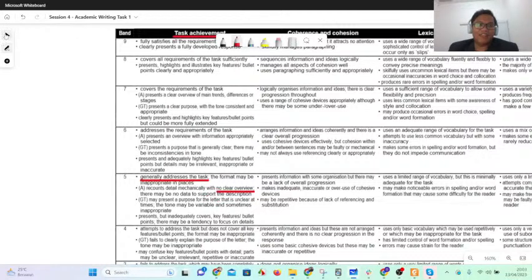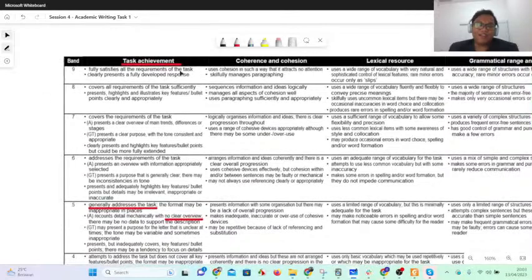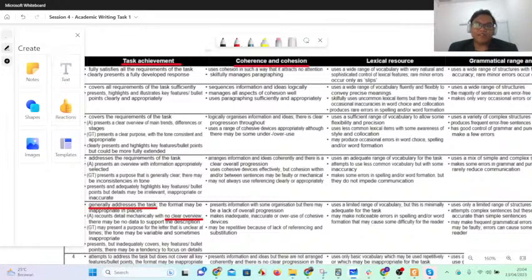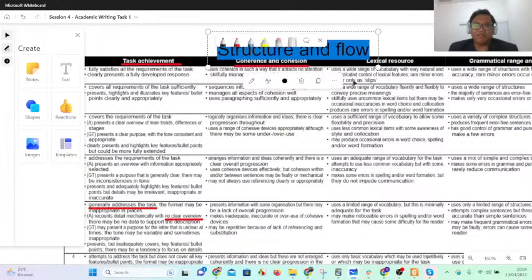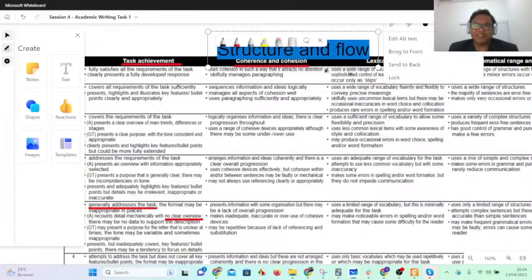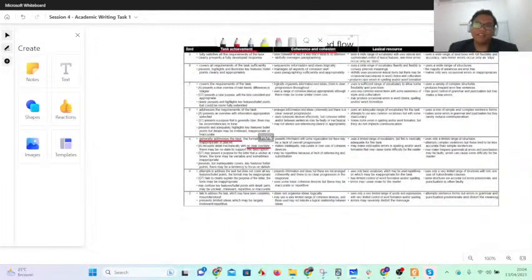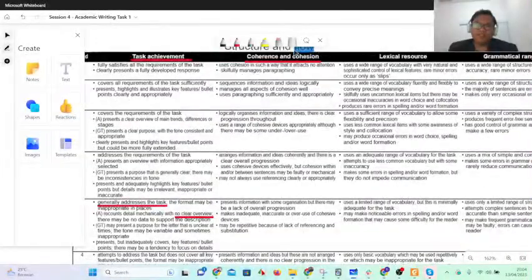The next thing is coherence and cohesion. Another word for this is basically structure and flow. So let me actually write that down. Structure and flow. What does that mean?